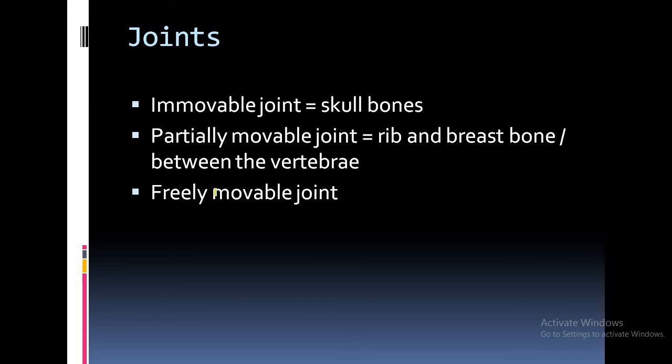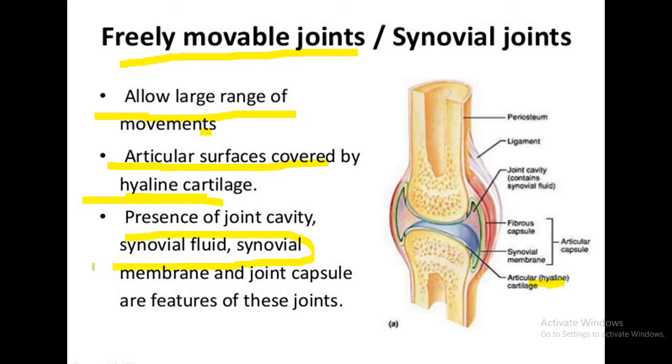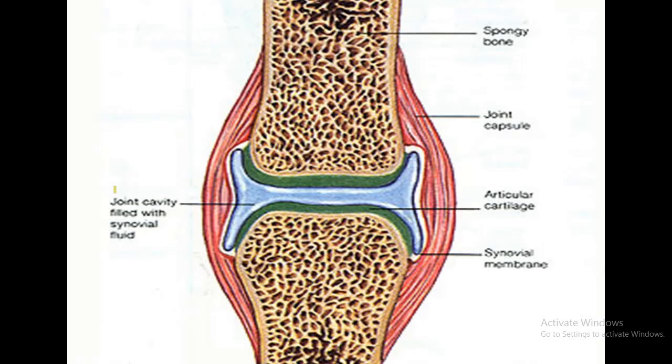And then freely movable joint, when the bones are capable to move in almost all the directions. So freely movable joints are also known as the synovial joints, and this will allow a large range of movements. The articular surface is covered by a hyaline cartilage. This is the hyaline cartilage over here, and the joint cavity is filled with a fluid that is known as synovial fluid. This will act as a lubricant and will reduce the friction while movement of the bones at these joints.